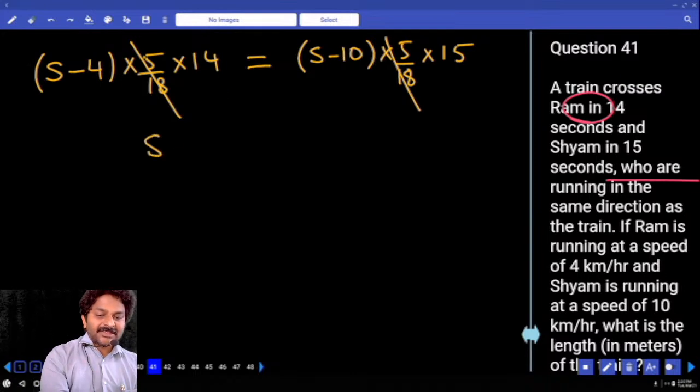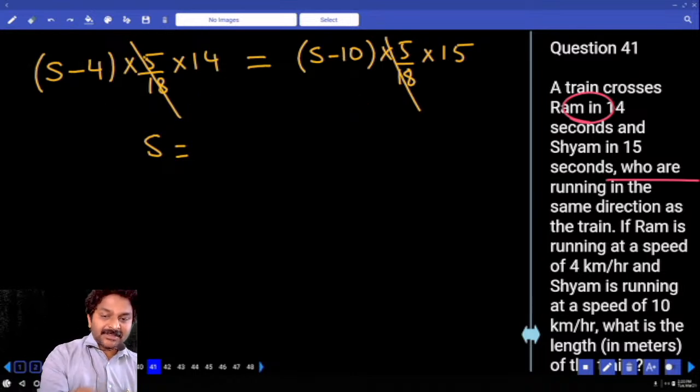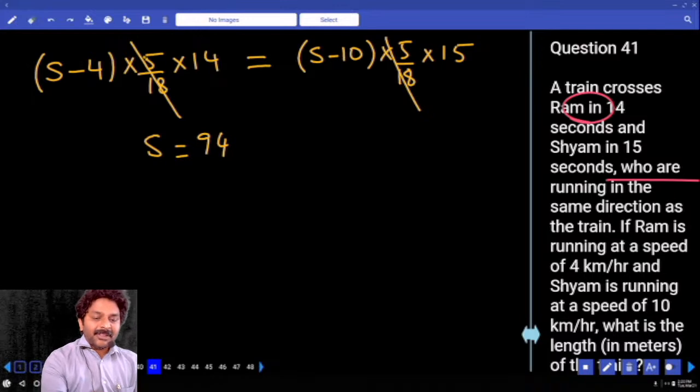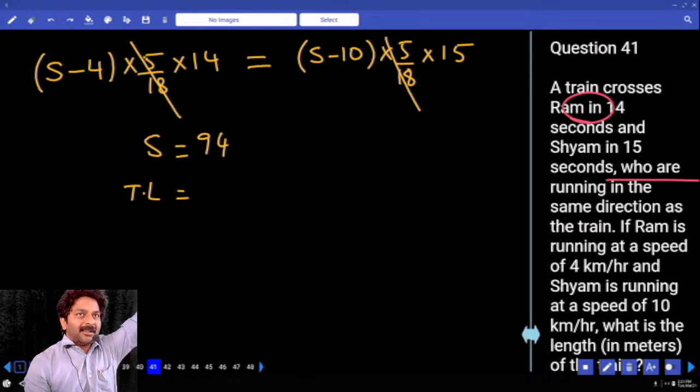Difference? Yes. Minus 150 comes to the left hand side, plus 150. 4 into 14 is 56. 150 minus 56 is 94. If the question is about the speed of the train, you are done with the answer. But the question is about the length of the train. So you need to substitute the S value 94 either in the left hand side or in the right hand side.